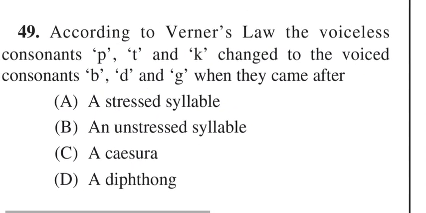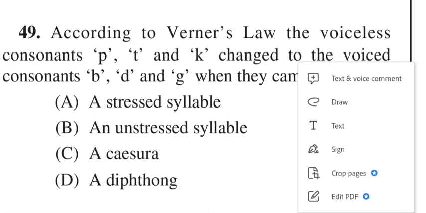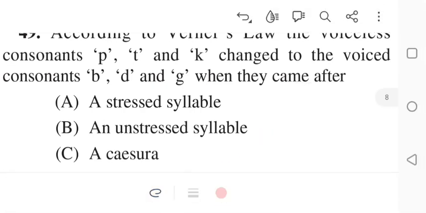Number 48. According to Werner's law, the voiceless consonants P, T and K changed to the voiced consonants B, D and G when they came after a stressed syllable, an unstressed syllable, a caesura, a diphthong? B, an unstressed syllable. This is the correct answer.